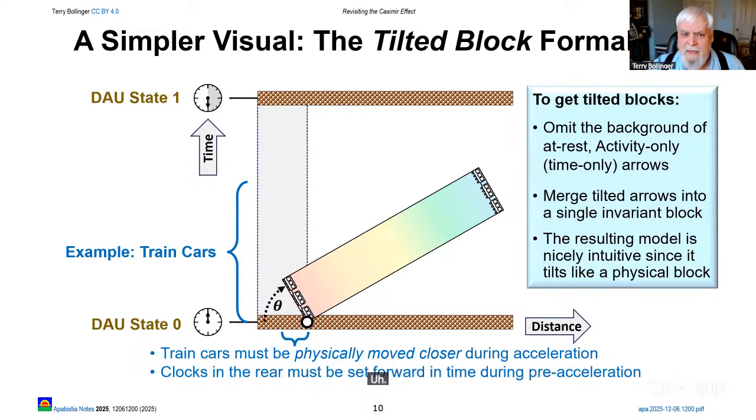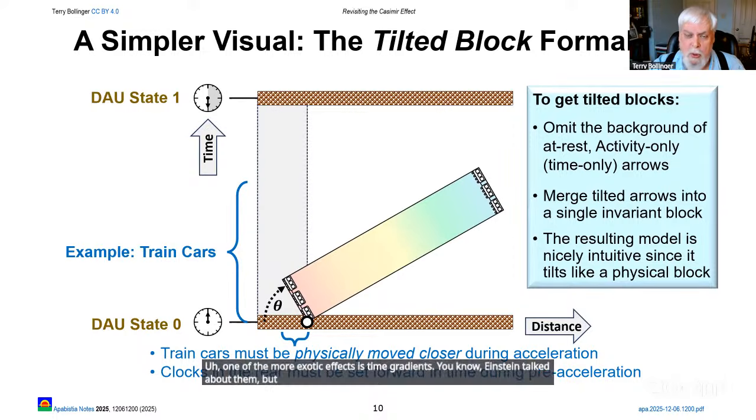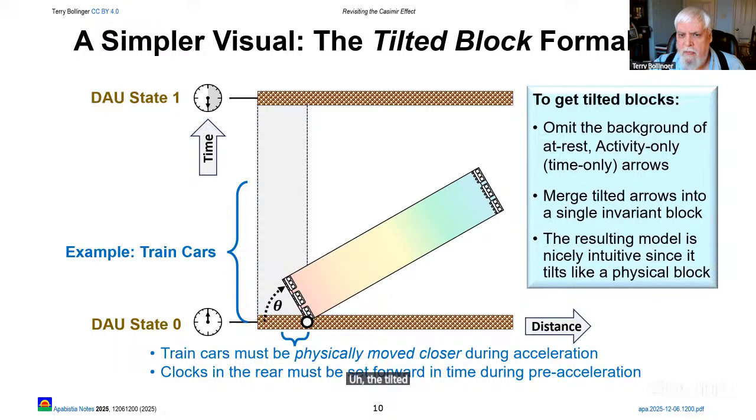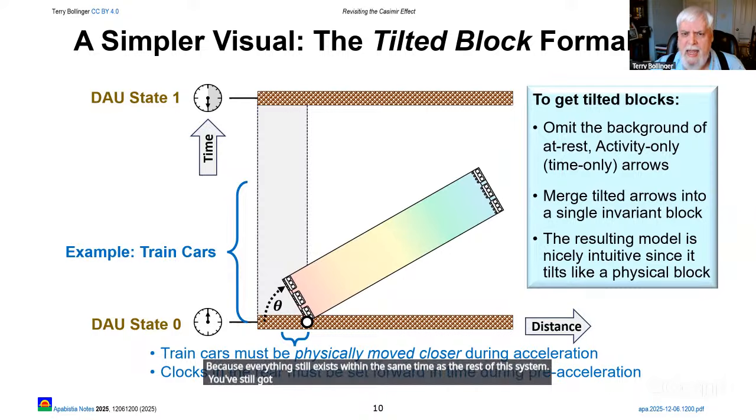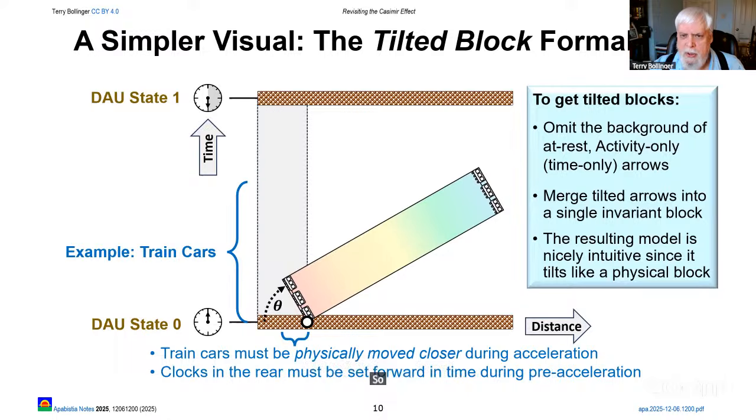One of the more exotic effects is time gradients. Einstein talked about them but didn't quantify them. This one quantifies them. The tilted block also immediately avoids time paradoxes. Why? Because everything still exists within the same time as the rest of this system. You've still got the other objects moving ahead. So you've just tilted and changed the state of this one group of objects.